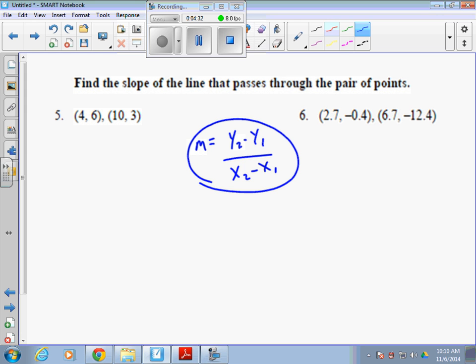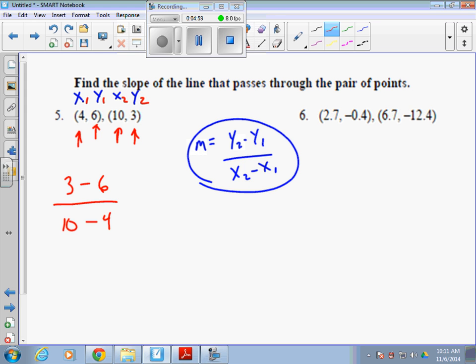So label it. What you want to do first, xy, xy, sub 1, sub 2, and just plug the values in. The first one you want is y sub 2. Its value is 3. Minus, because minus is in the formula, y sub 1's value, its value is 6. Over x sub 2, its value is 10. Minus x sub 1's value is 4.